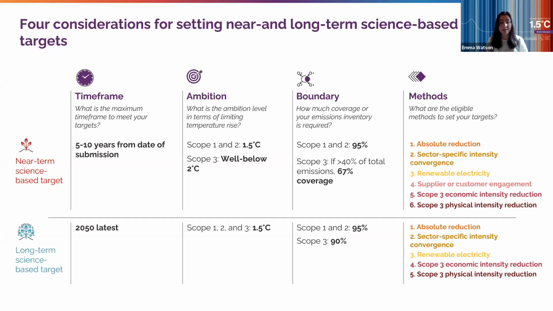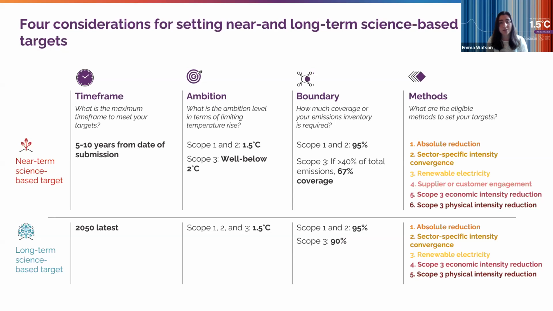For the long-term science-based target, the coverage expands. For scope 1 and 2, it's the same, 95%. But for scope 3, it doesn't matter whether these scope 3 emissions are less intensive, all companies need to be including 90% of scope 3 emissions in their long-term target for that 2050 goal.